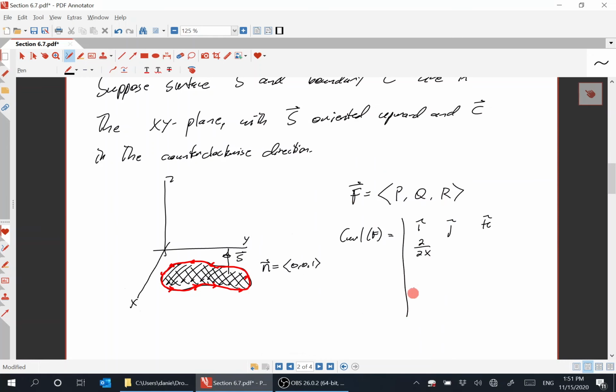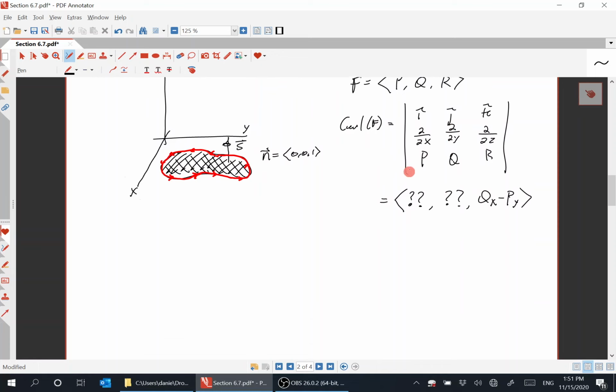Partial with respect to x, partial with respect to y, partial with respect to z, p, q, r. So this is equal to, well, I don't care what's in the x component. I really don't care what's in the y component. The z component is qx minus py. Right? Partial of q with respect to x, partial of p with respect to y. Here, I'm not really interested.